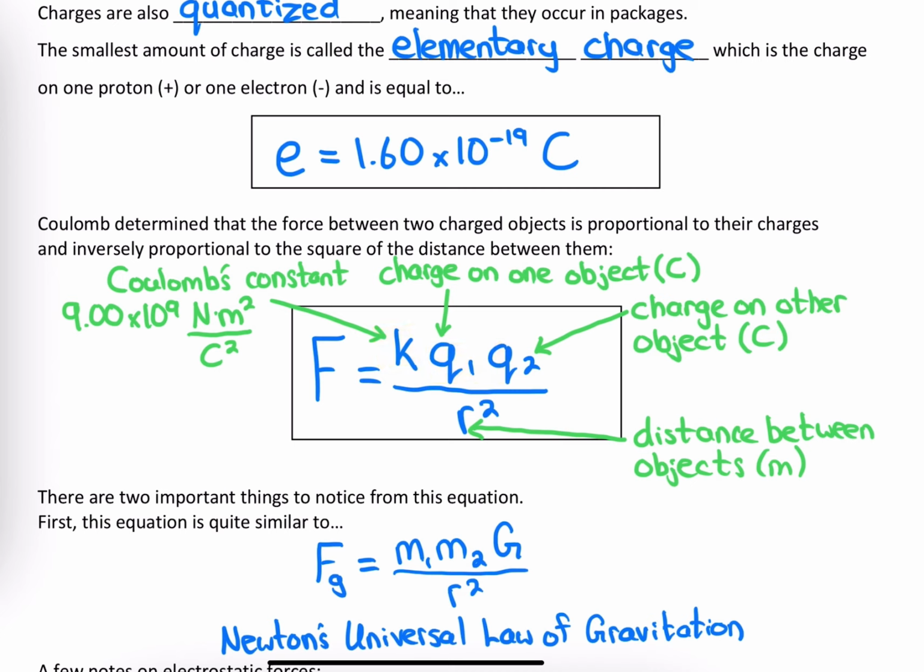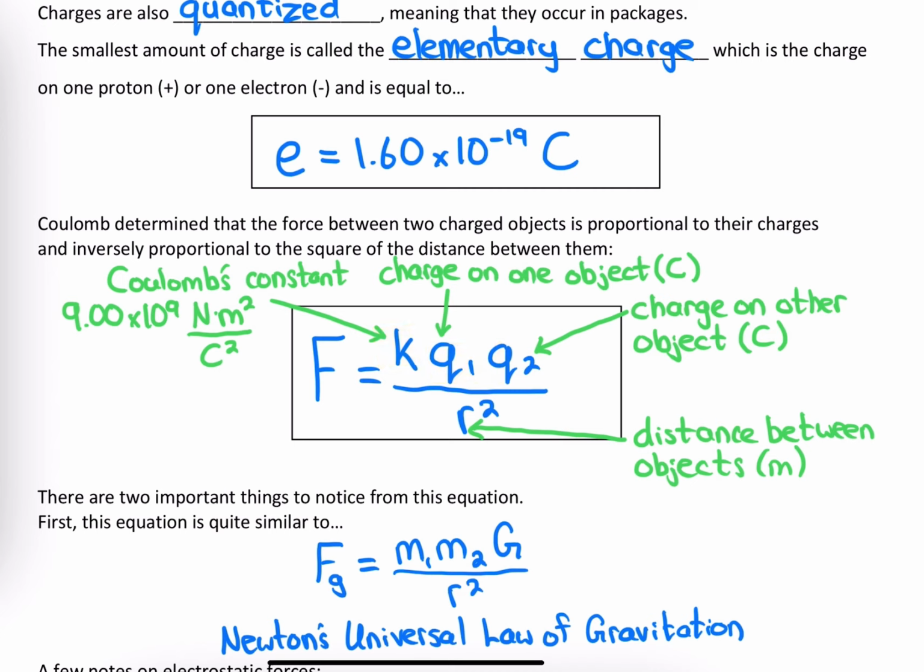So a few notes I want to add on electrostatic forces. First of all, as I've just mentioned, but let's write this down, electrostatic forces are way bigger than gravitational forces. Let's say way stronger. And that's because K, Coulomb's constant, is way bigger than G, the universal gravitational constant.